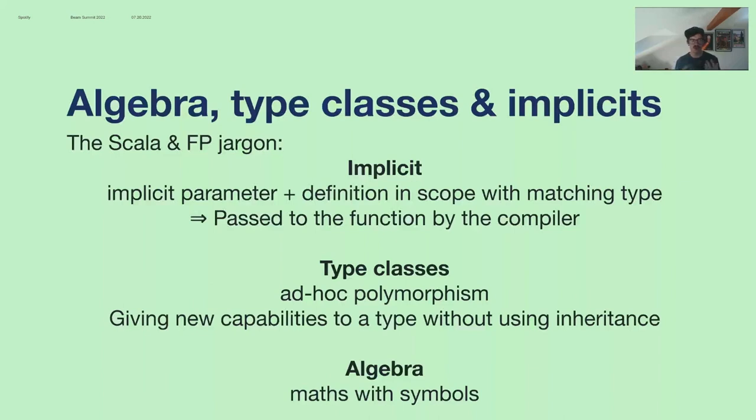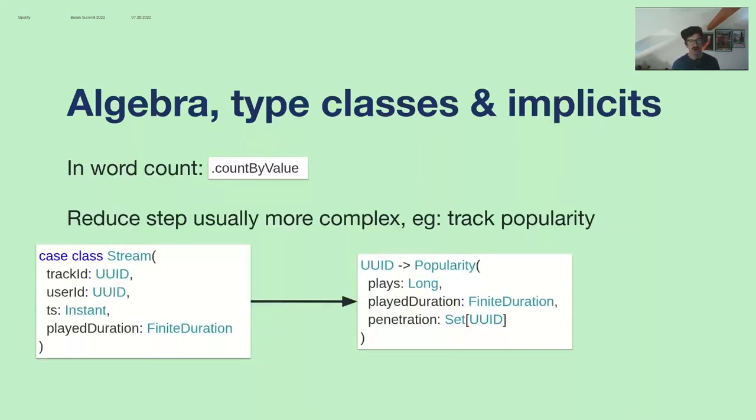So you just don't have to extend. And algebra is just like math with symbols. So we'll use those three concepts to simplify our code. And if you look back on our previous example in word count, most of the logic happens in the count by value. And this only works with a very easy use case. When you have something more complex, then you'll probably have to build the reduce step yourself.